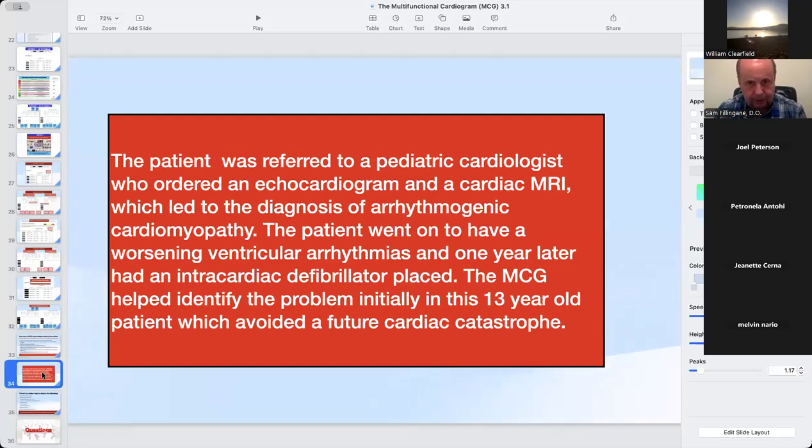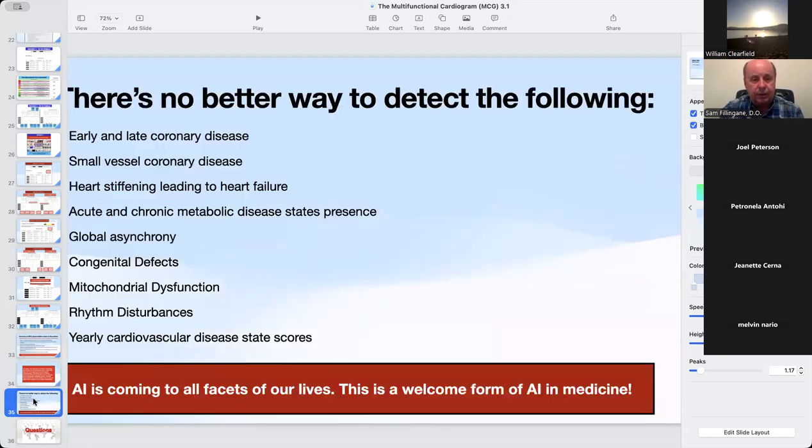arrhythmogenic cardiomyopathy. A year later, after this checkup took place, her rhythm disturbance had worsened substantially, and she got a ventricular defibrillator. She got an intracardiac defibrillator placed at age 14. If this child would have been released to go back to play ball, she most certainly would have had a catastrophic event on that field.